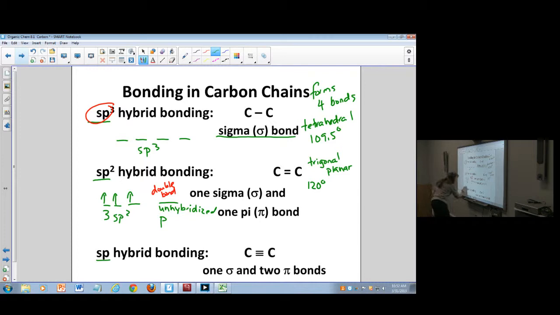Then there's the triple bond. In a triple bond, you have 1 sigma and 2 pi bonds. And the triple bond is linear and 180 degrees. And it has the sp's. There's 2 sp's, each with an electron. And then there's the 2 unhybridized p orbitals. And those form the triple bond. So that's a review of some of the things we've looked at up until now.